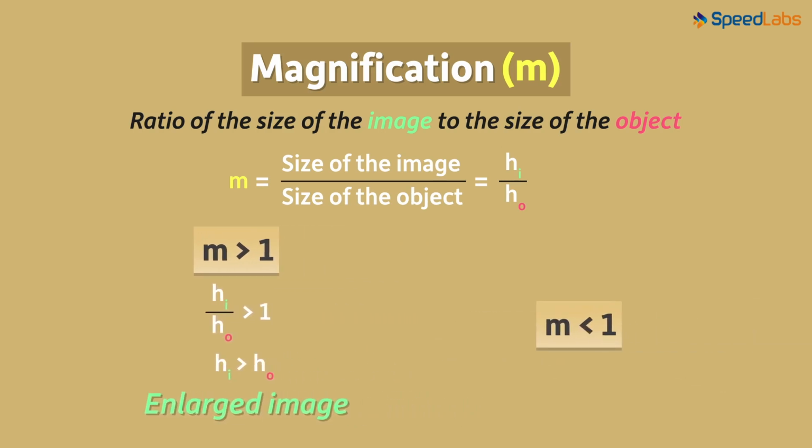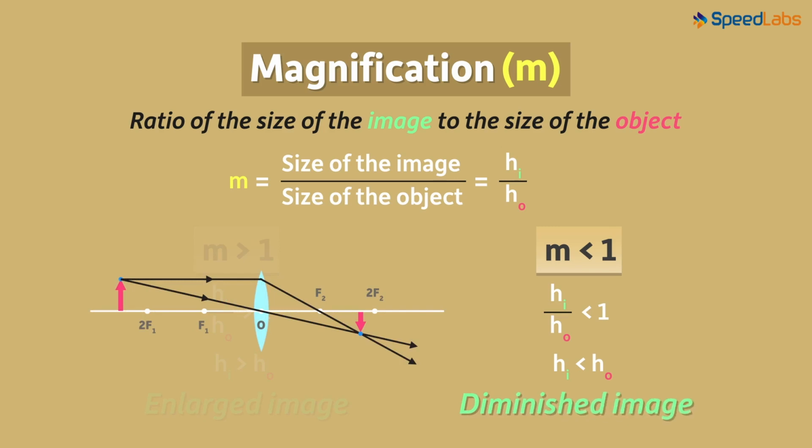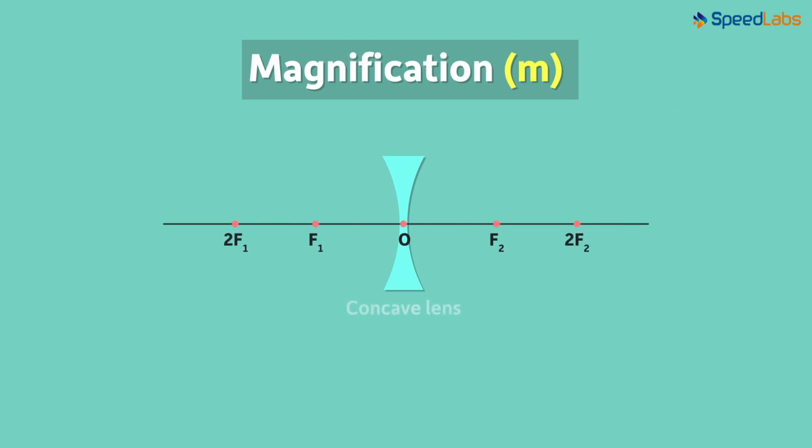What if the magnification is less than 1? Then the size of the image will be less than the size of the object. The image formed in that case is diminished. Now answer this question. What will be the magnification produced by a concave lens? Well, in case of a concave lens, image is always lesser in size compared to the object. Hence, the magnification for a concave lens is always less than 1.